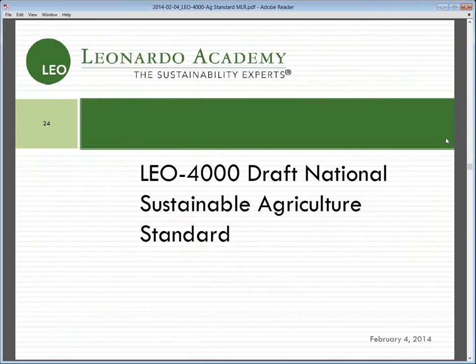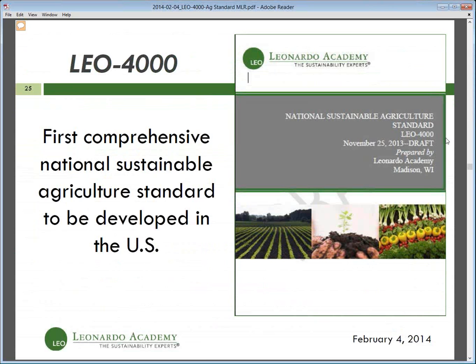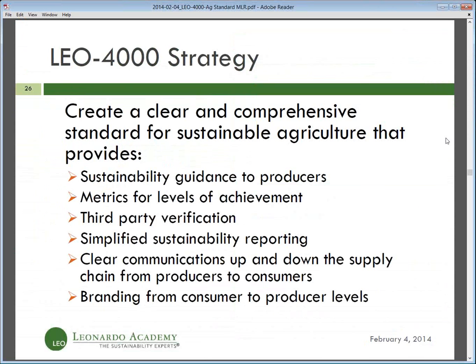The Leo 4000 is the first comprehensive national sustainable agriculture standard to be developed in the United States. The strategy of Leo 4000 is to create a clear and comprehensive standard for sustainable agriculture that provides guidance to producers, metrics for levels of achievement, third-party verification of achievements, simplified sustainability reporting, and clear communications up and down the supply chain from producers to consumers, and branding up and down the supply chain from consumer to producers as well.